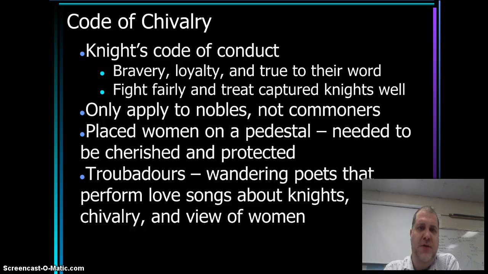Knights lived by a code of chivalry. This is the way they were to behave. So you had a code of chivalry right there. There's their basic code: must be brave and loyal to their word.